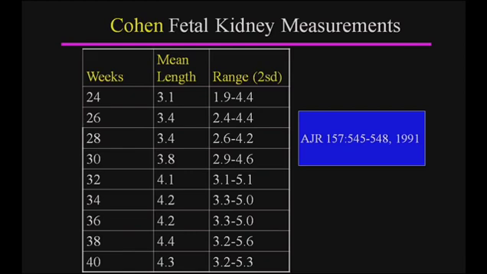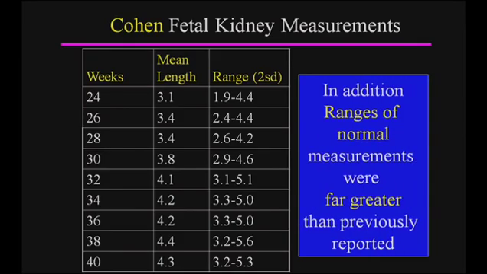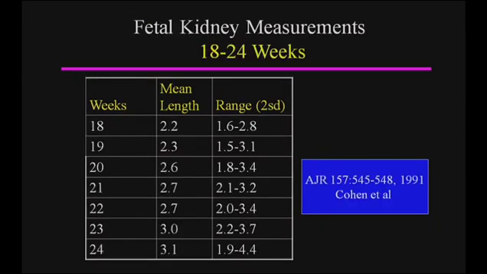Our measurements, the mean length and the ranges, are noted on the table here, and one can see that, for example, at 30 weeks, the mean length is much greater than 3.0. It's 3.8 centimeters, and the range of normal was 2.9 to 4.6 centimeters, allowing for mean lengths which were more than a millimeter per gestational age week. In addition, the ranges of normal measurements were far greater than previously reported.